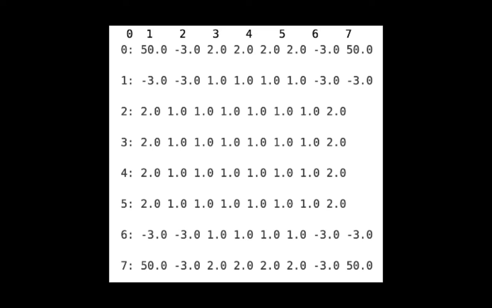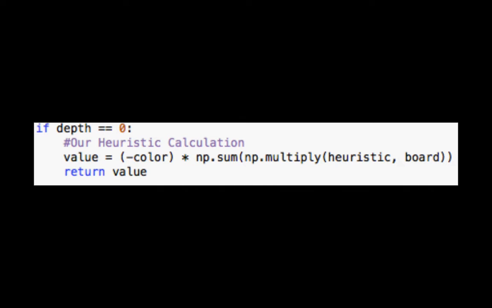Using this heuristic board, it became very simple to determine the evaluation function. All we had to do was multiply the board by our heuristic characterization and take the total sum of that board. Depending on whether you were white or black, you want it to be max or min, with black being max and white being min. Then you get a total value for the board, and that seemed to work quite well.